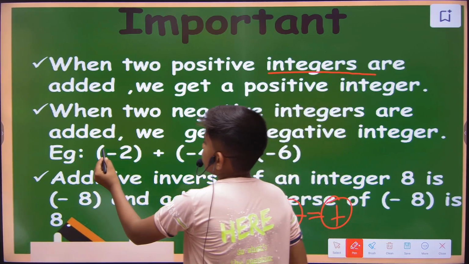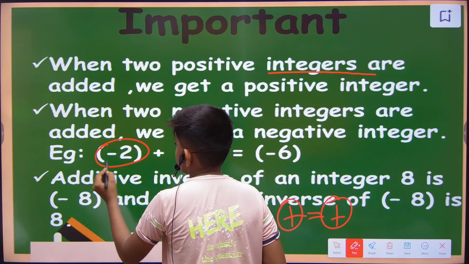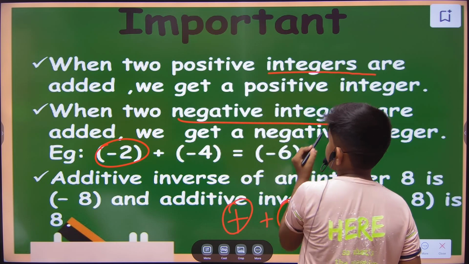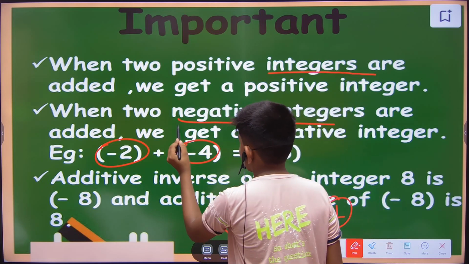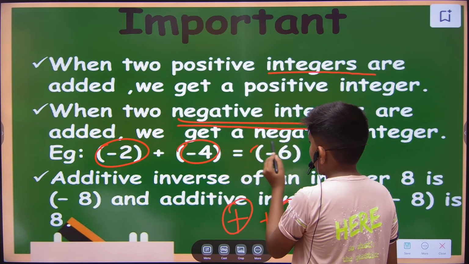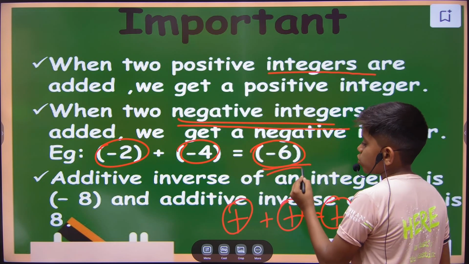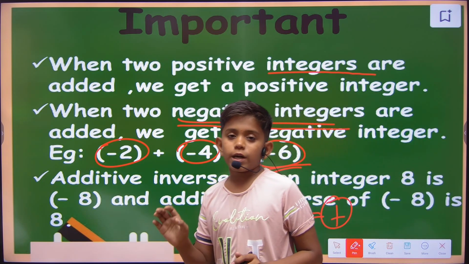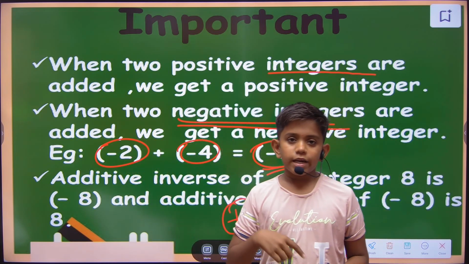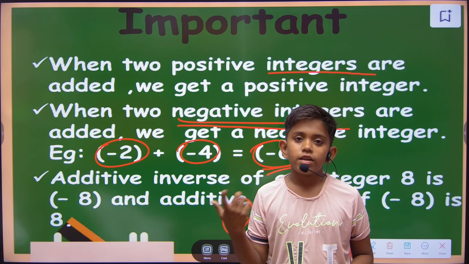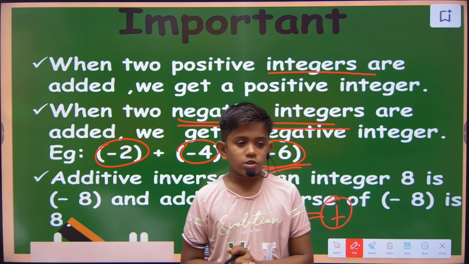Example: here -2 is a negative integer, and -4 is also a negative integer, and the answer we get is -6, so it is also a negative integer. So it is proved that when we add a negative integer and a negative integer, we get a negative integer.